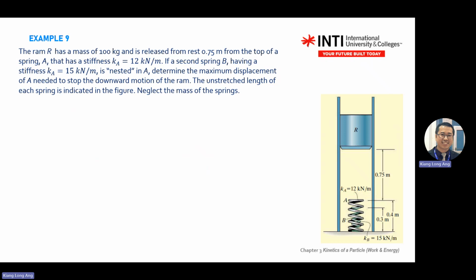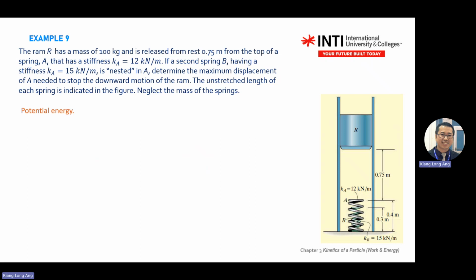The unstretched length is given. So how do you solve? When you see a spring, it is either a chapter 1, chapter 2, or chapter 3 question. In chapter 2, you deal with work. In chapter 3, you deal with energy. So you look at potential energy first. There are only two energies that we learn in chapter 3, kinetic and potential.